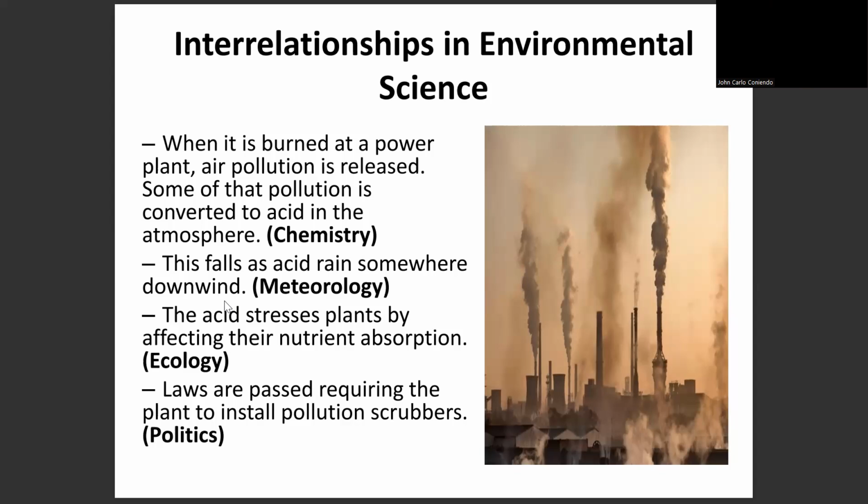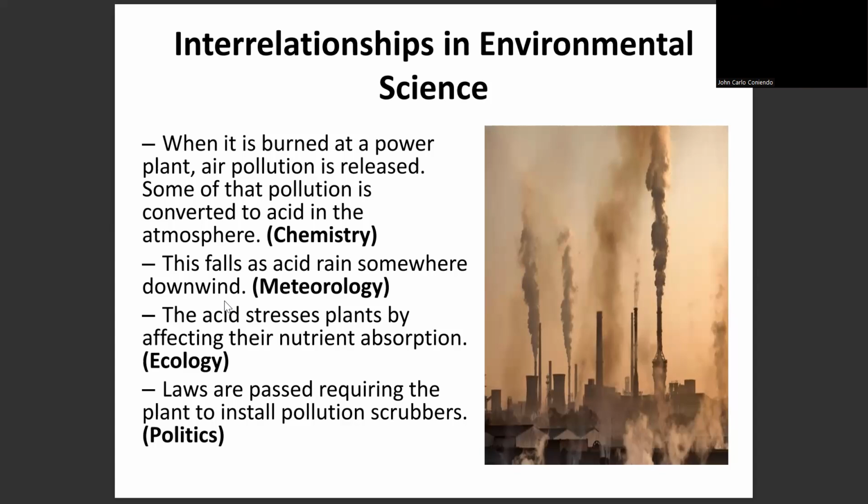Then there's ecology: the acid stresses plants by affecting nutrient absorption. This is where imbalance comes in, since this acid rain will affect the growth of our plants because of the absorption in our soil. So that is where ecology comes in.